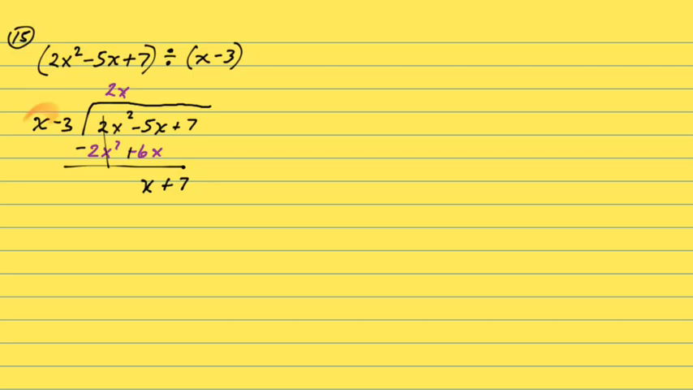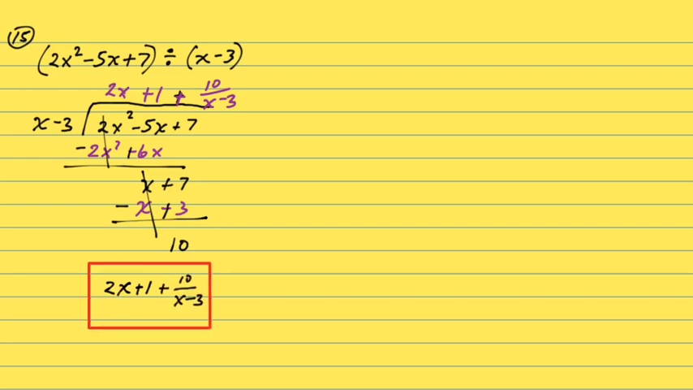Now again, x times what is x? Well, x times 1 is x. 1 times x is x. 1 times negative 3 is negative 3. Again, change your signs and add. I believe your remainder is 10. So what you do is you put plus your remainder over your divisor. So the answer should be 2x plus 1 plus 10 over x minus 3.